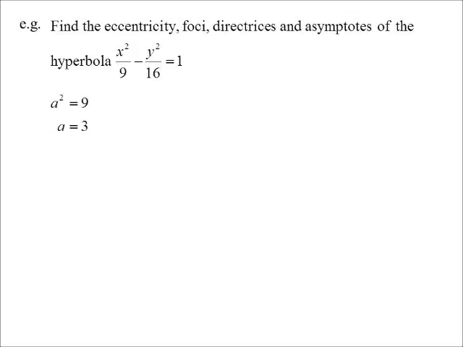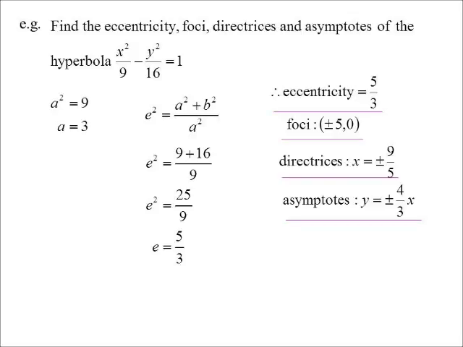So a squared's 9, a is 3. So to work out my eccentricity, a squared plus b squared on a squared, I end up with 5 on 3 for eccentricity. So foci, a times e, which is 5. Directrices a divided by e, so 9 on 5. And asymptotes will be b divided by a, so 4/3 x.